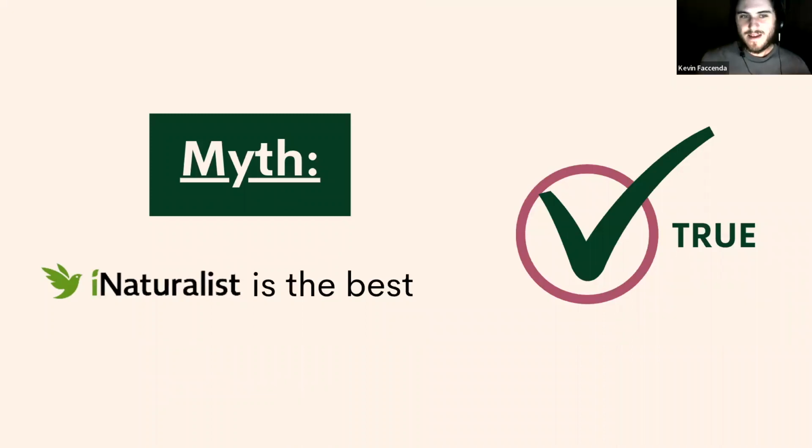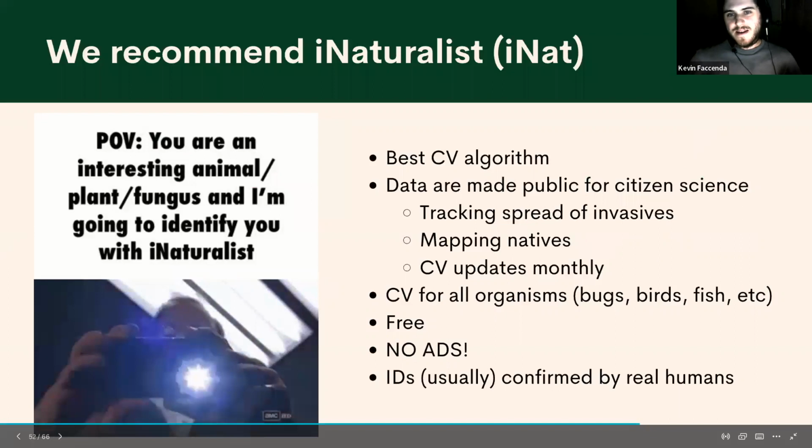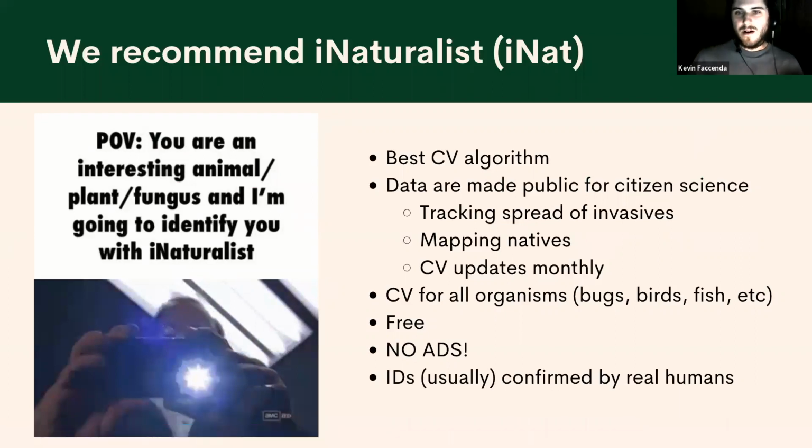So our next myth: iNaturalist is the best. We may have made this myth up, but it's absolutely true. In terms of the plant identification apps, this one is definitely the one that we recommend, and I'll explain why on the next slides. It has the best CV, computer vision algorithm, as I already talked about. It destroys the other ones in terms of Hawaiian plant ID. The other ones may be better in temperate areas, but in Hawaii, iNaturalist is definitely the best.